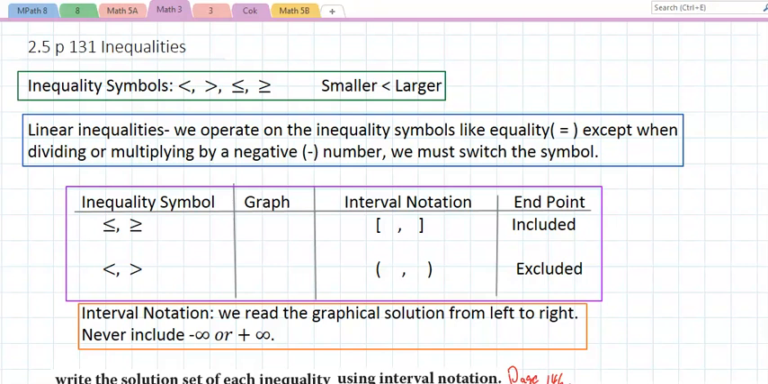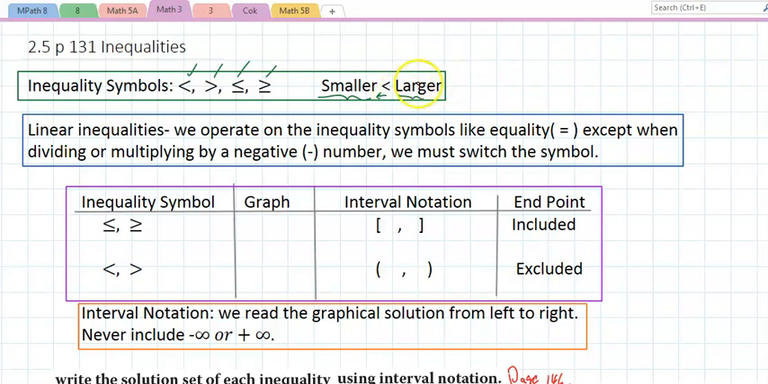Section 2.5 is on page 131. It talks about inequalities. The inequality symbols, there's 4 of them: less than, greater than, less than or equal, greater than or equal. And normally, the smaller is where you're pointing to, and the opening is toward the larger.